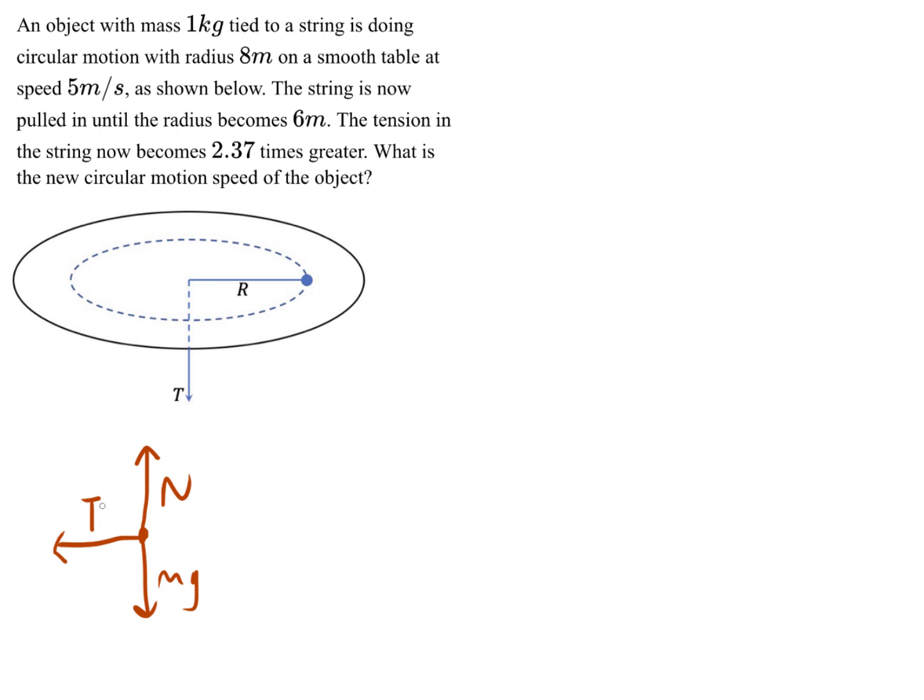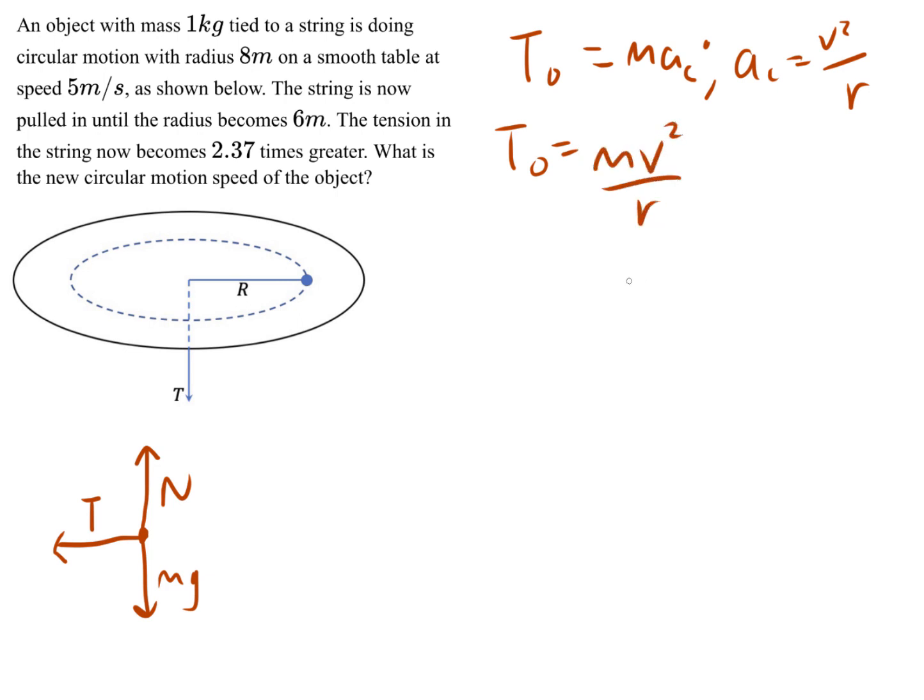So now we can set up an equation. The initial tension, before anything has changed, is simply the mass times acceleration. And the acceleration is towards the center of the circle. You might remember this as the centripetal acceleration. The centripetal acceleration is equal to the velocity squared divided by the radius of the object. So velocity squared over the radius. Now we can substitute this back in. The tension is equal to the mass times the velocity squared divided by the radius. And that is the initial tension.